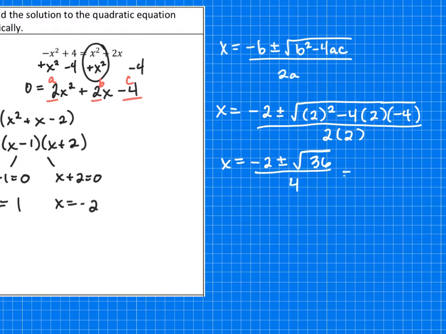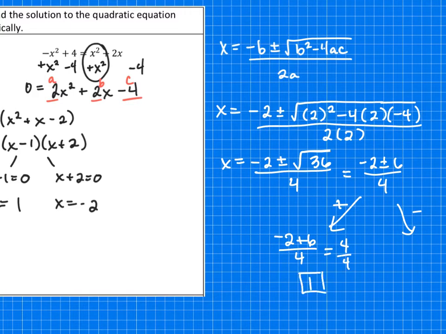I want to simplify that further by taking the square root of 36. So we've got negative 2 plus or minus 6, all divided by 4. That's where we split it into our positive and our negative. So do negative 2 plus 6, all divided by 4. Negative 2 plus 6 is 4. 4 divided by 4 is 1. That is one of our answers.